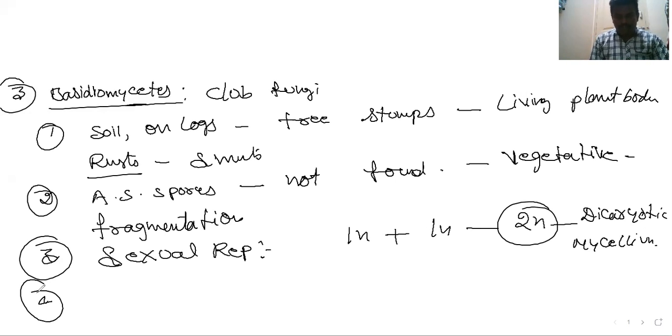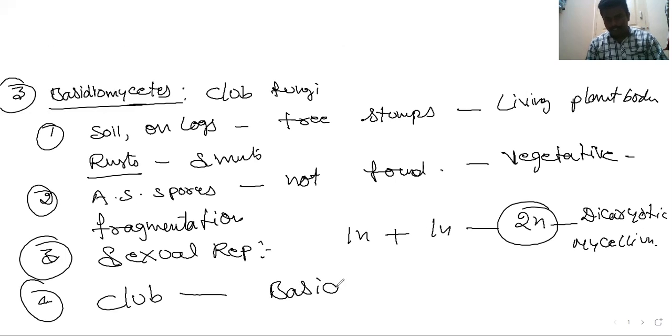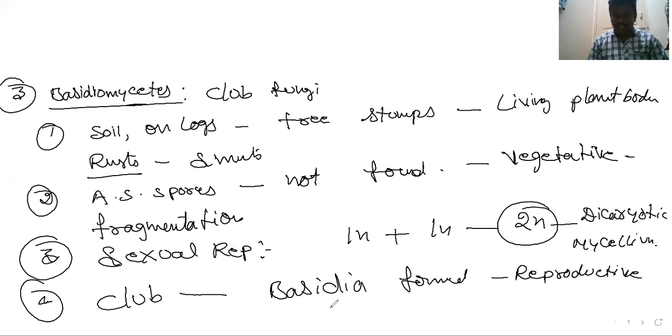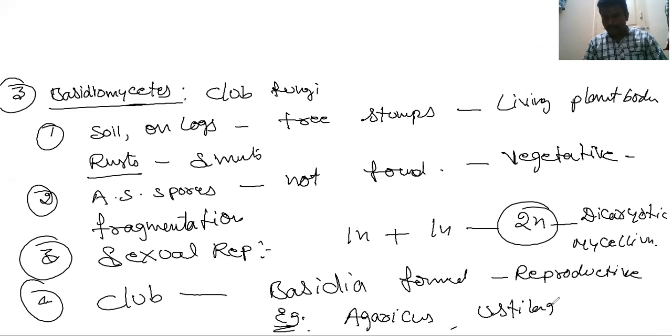The common name of club fungi refers to club-shaped structures. These club-shaped structures are called basidia and are formed at the end of certain reproductive hyphae. Examples of basidiomycetes are Agaricus, mushrooms, and Ustilago, which is called smut.